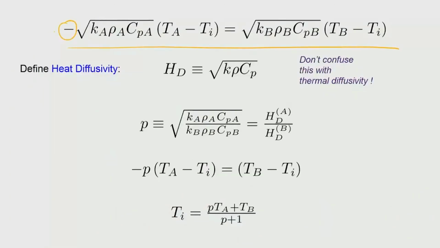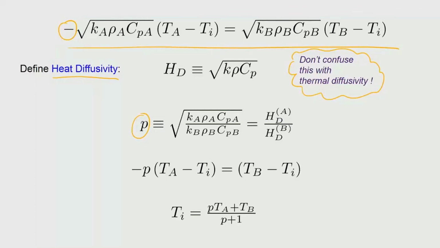Okay. Now, this quantity root of Ka rho a Cpa has a name. In the casting literature, it is called the heat diffusivity. Okay. So, we should not confuse this heat diffusivity with the thermal diffusivity. Thermal diffusivity has the units of meter square per second, but this will have very crazy units, but it is actually mentioned here as a quantity because it is coming together. Okay. And the ratio of these two heat diffusivities can then be given a symbol P, which is nothing but the root of Ka rho a Cpa over Kb rho b Cpb.